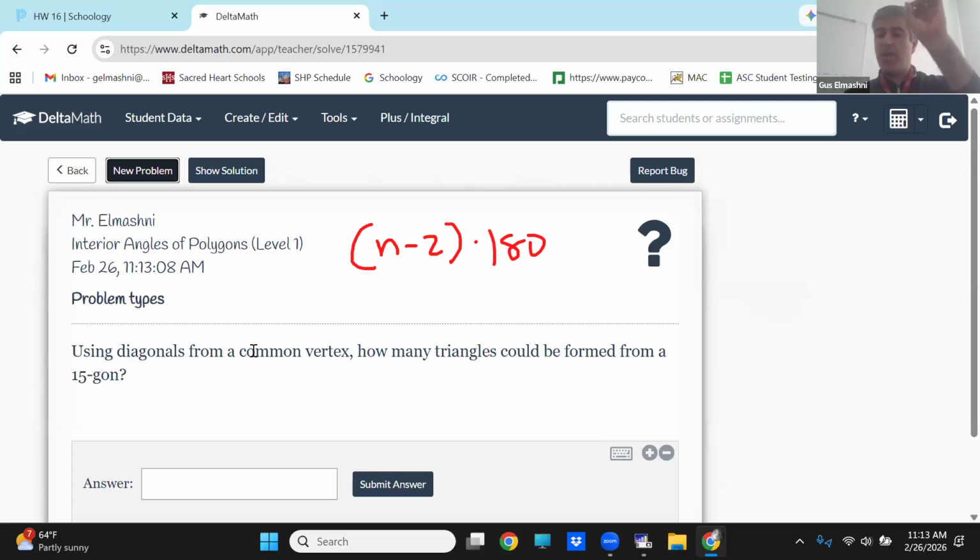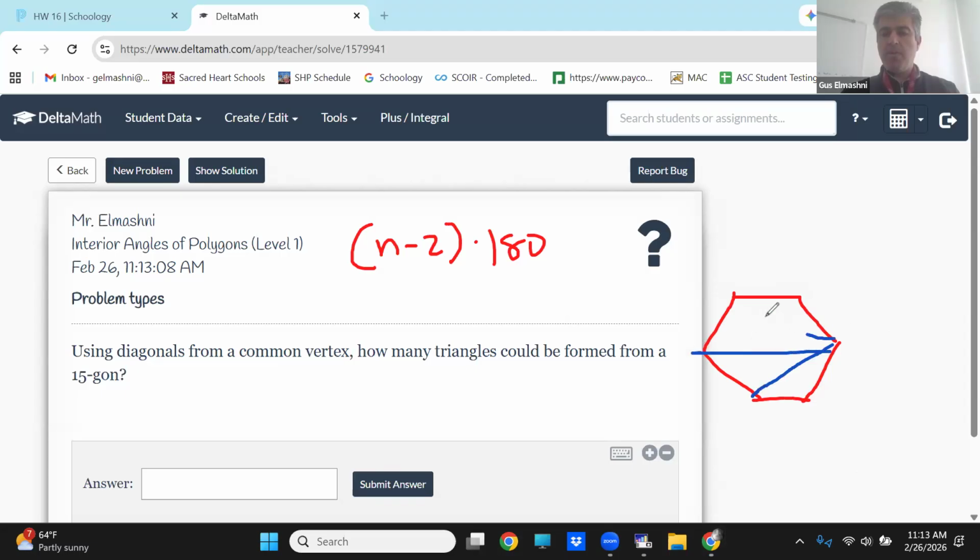Vertex is a corner on the shape. How many triangles can we form from a 15 gon? Well, I'm not gonna draw 15 sides. It's kind of crazy. So what you can do is you can look for patterns, right? Like let's do six. Six is pretty easy to draw, right? And if I try to draw diagonals from a corner, one, two, three, how many triangles did I create?